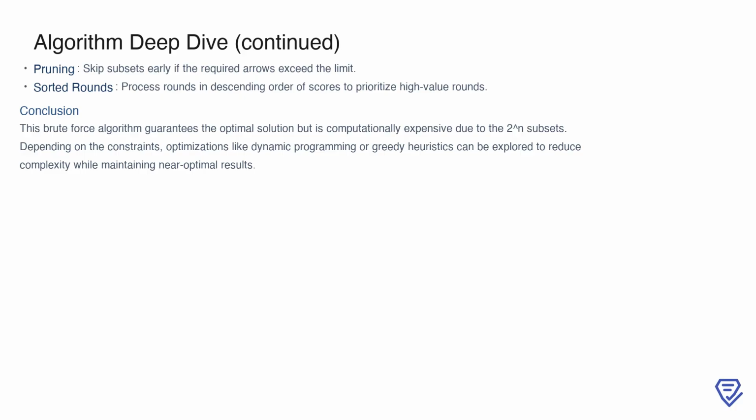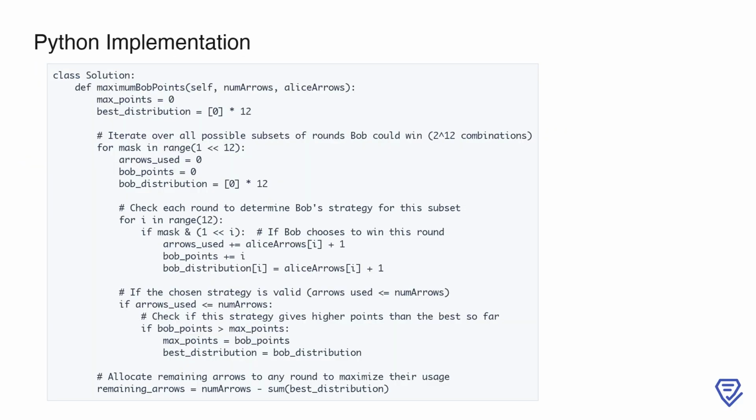Here, we start by defining the maximumBobPoints method inside the solution class. This method takes two inputs, numArrows, which represents the total number of arrows Bob has, and aliceArrows, which is a list showing how many arrows Alice used in each of the 12 rounds. The goal is to calculate the maximum points Bob can earn by strategically distributing his arrows across the rounds. We initialize two variables, max_points to track the highest score Bob can achieve, and best_distribution, which is a list of 12 zeros, to store the optimal allocation of arrows for Bob.